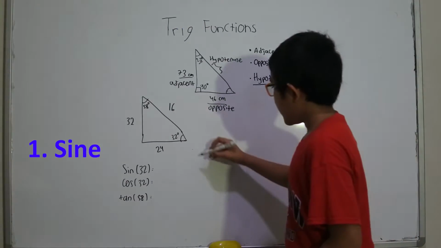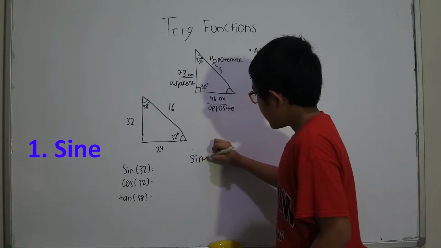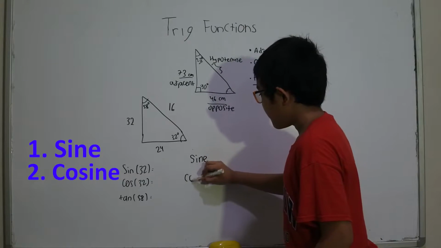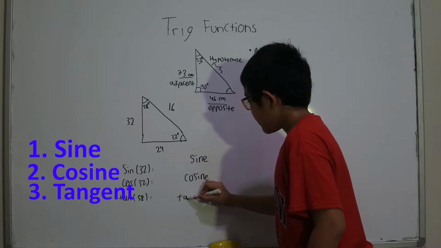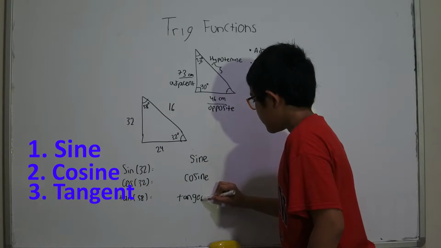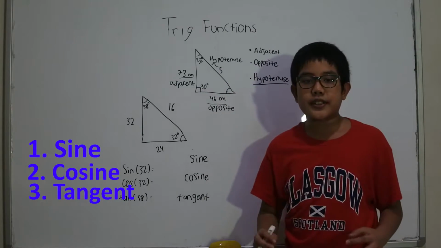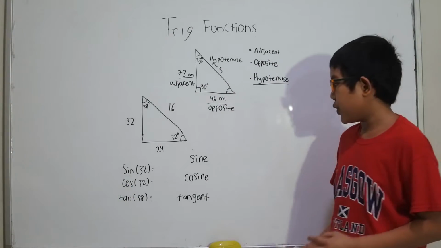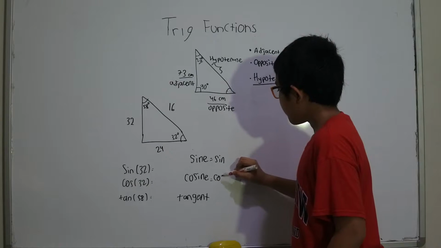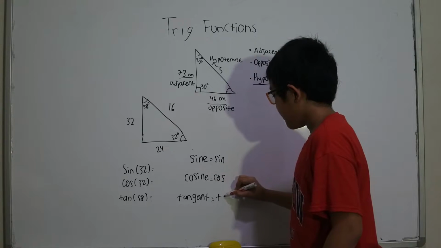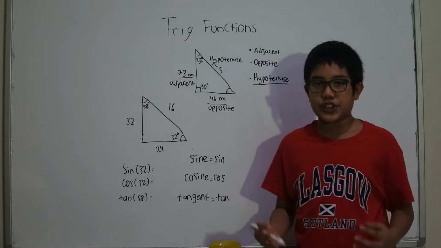So, now that we know about the three different sides of a triangle, there are three different trig functions. The first one is sine. The second one is the cosine. And the third is the tangent. However, in notations and writings, we'll always see them written as sin, cos, and tan.